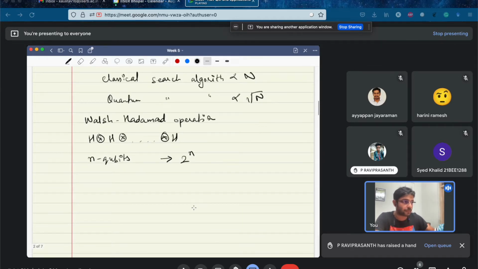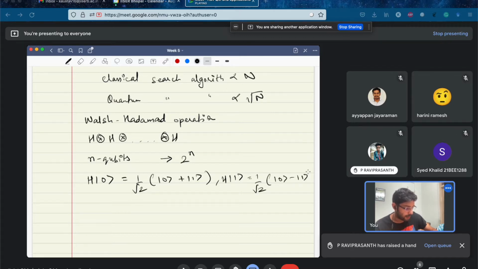So let us briefly see. I'll just give a recap also. So we have seen Hadamard. So Hadamard acting on the 0 state gives us 1 by root 2 times 0 plus 1, and Hadamard acting on the 1 state gives us 1 by root 2 times 0 minus 1. Now if you initialize, let's say our initial state is 0 0 0. So there are n qubits here.